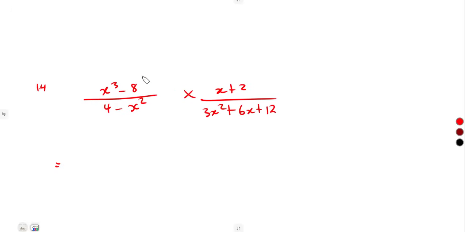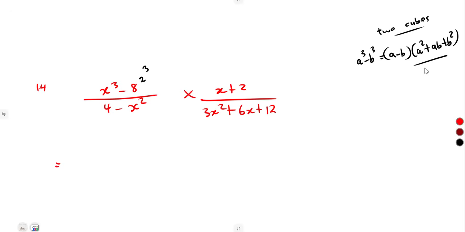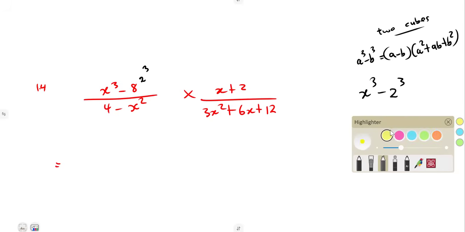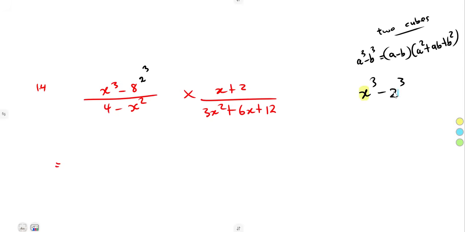All right. x cubed minus 8. This is a difference of two cubes. All right. A difference of what? Two cubes. x cubed minus 2 cubed. So remember, a cubed minus b cubed is equal to (a minus b) into (a squared plus ab plus b squared). That's how we factorize this one. So what we need is to properly see a and b. x cubed minus 2 cubed. This is our a and that's our b.